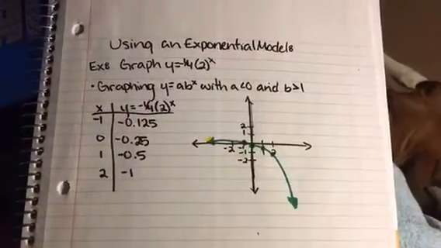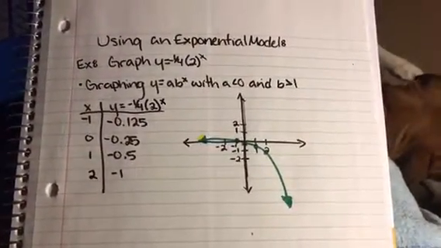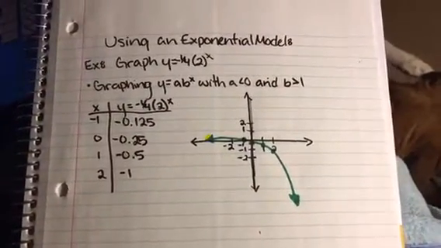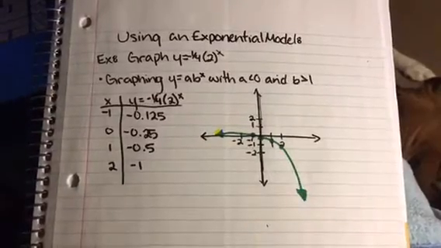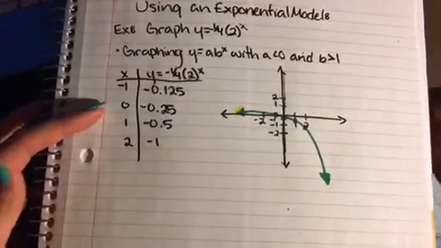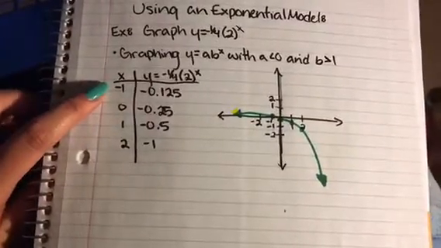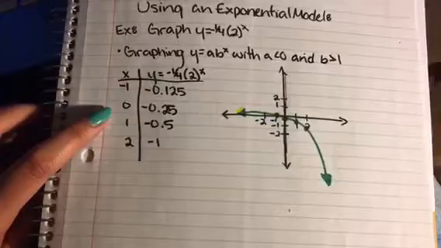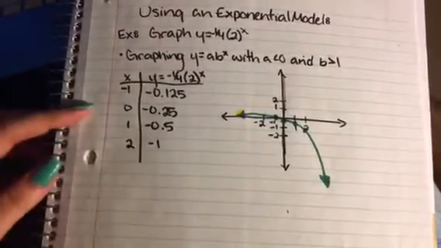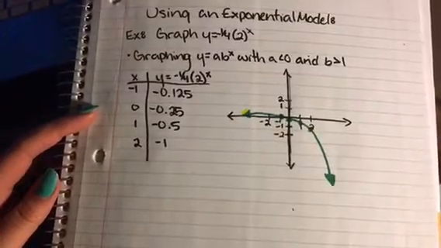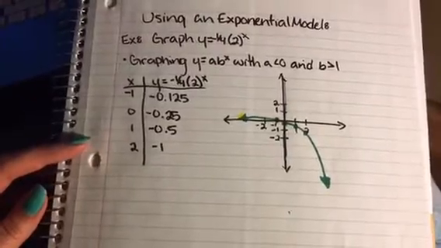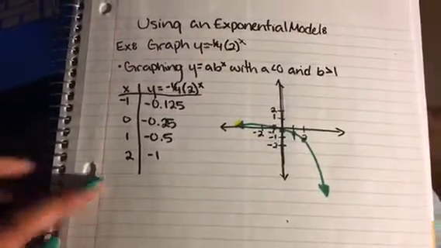Using an exponential model, the example we'll use today is graphing y equals negative 1/4 times 2 to the x. First, we'll choose several values of x and generate ordered pairs. So we'll make a table of values as seen over here. For the x values, we have negative 1, 0, 1, and 2. And for the y values, we have negative 0.125, 0, negative 0.25, negative 0.5, and negative 1.